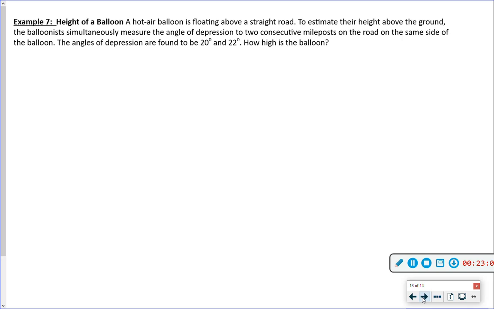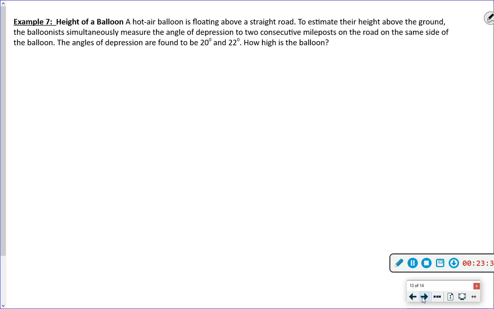Hot air balloon floating above a straight road. To estimate their height above the ground, the balloonists simultaneously measure the angle of depression, looking down, to two consecutive mileposts on the road on the same side of the balloon. The angles of depression to be found are 20 degrees and then 22 degrees. Okay, are we ready for this?